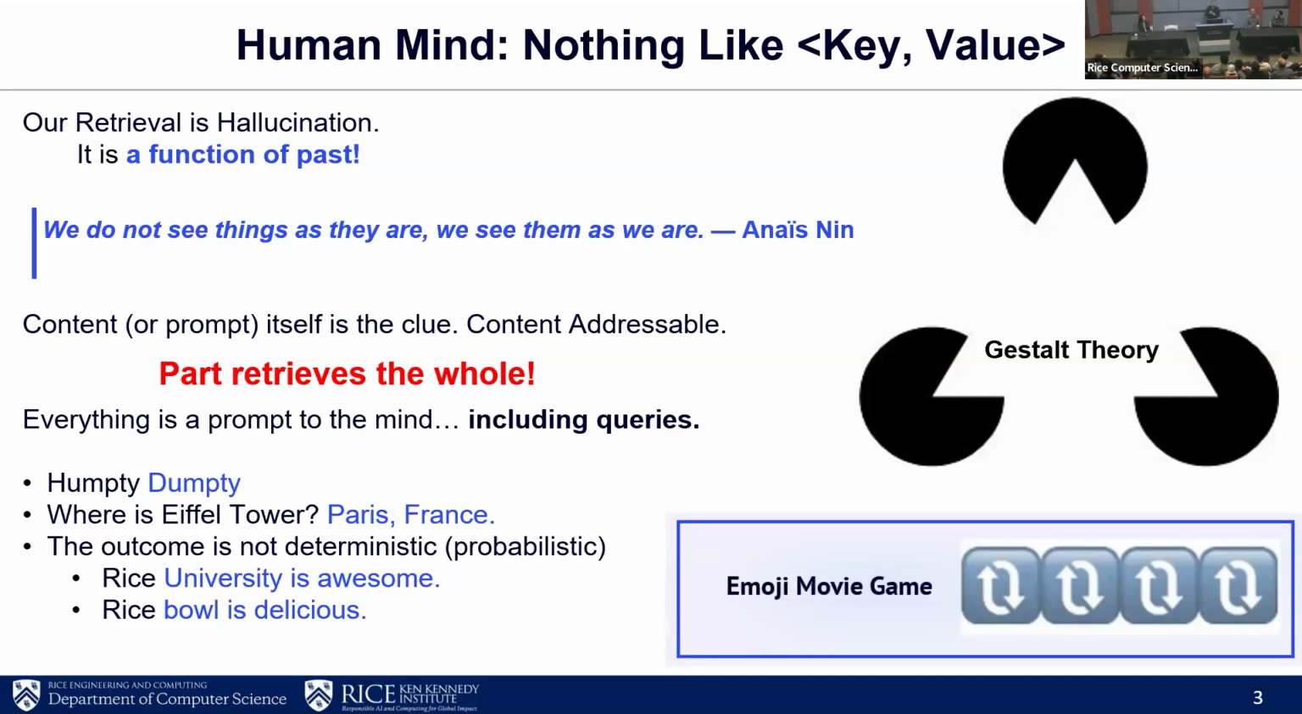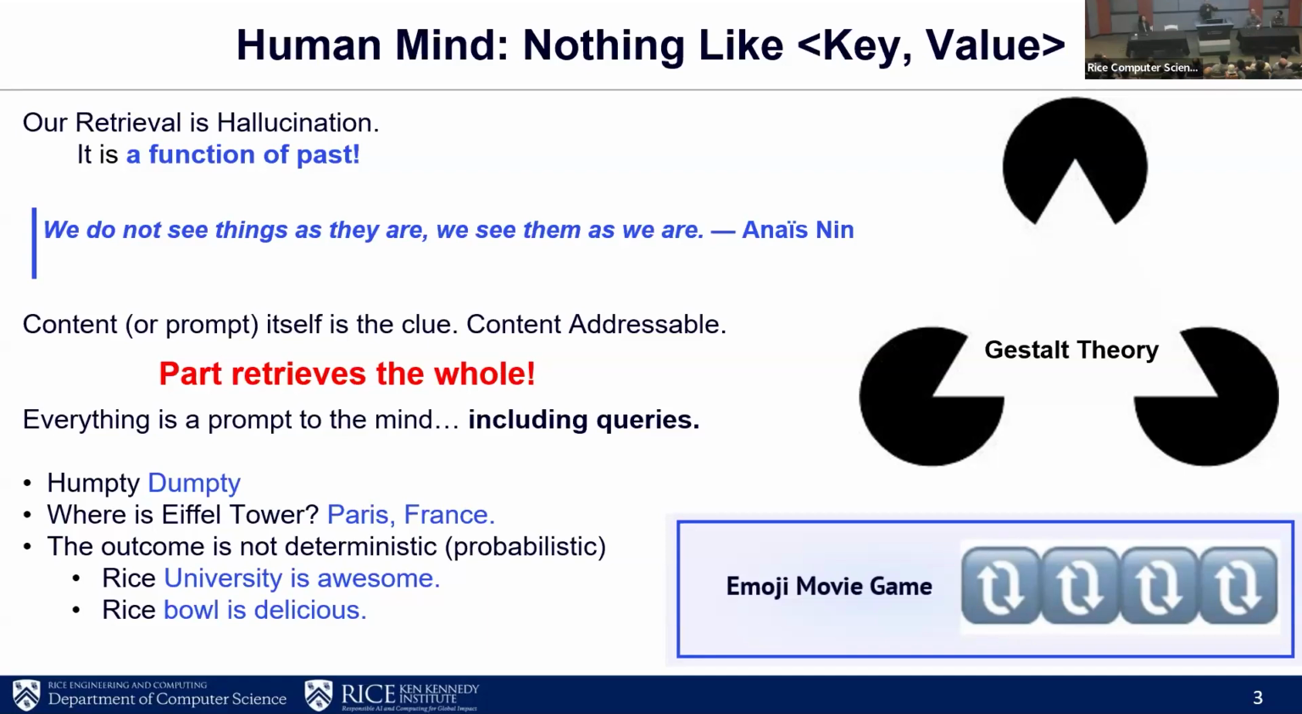For example, there are these games called an emoji movie game. I'm showing you an example. I'm showing you 4 emojis, and I will ask you, what movie comes to your mind when I show you this emoji? By the way, any guesses? What? Okay. It's one of the hard ones. It's actually Inception. Dream within a dream within a dream.